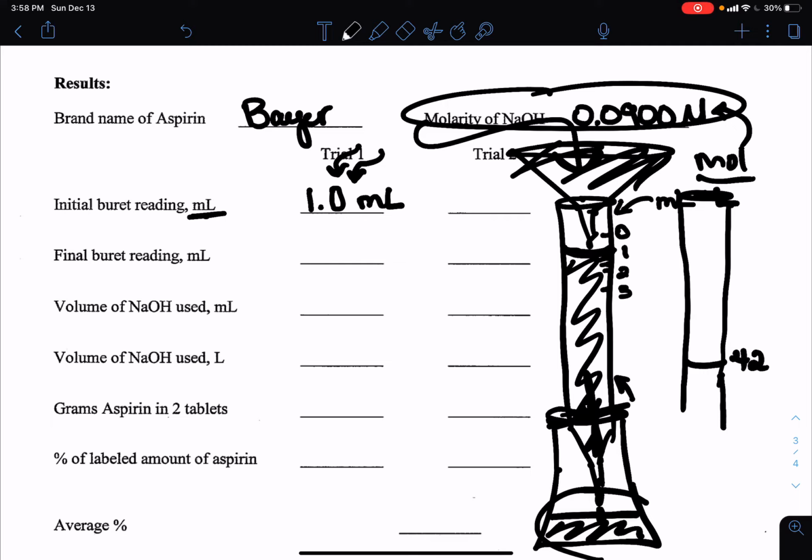The burette, we read it backwards from the glassware that we usually read. With a graduated cylinder, the thing that looks like this, we'd have 10 at the top and we'd have 0 at the bottom.